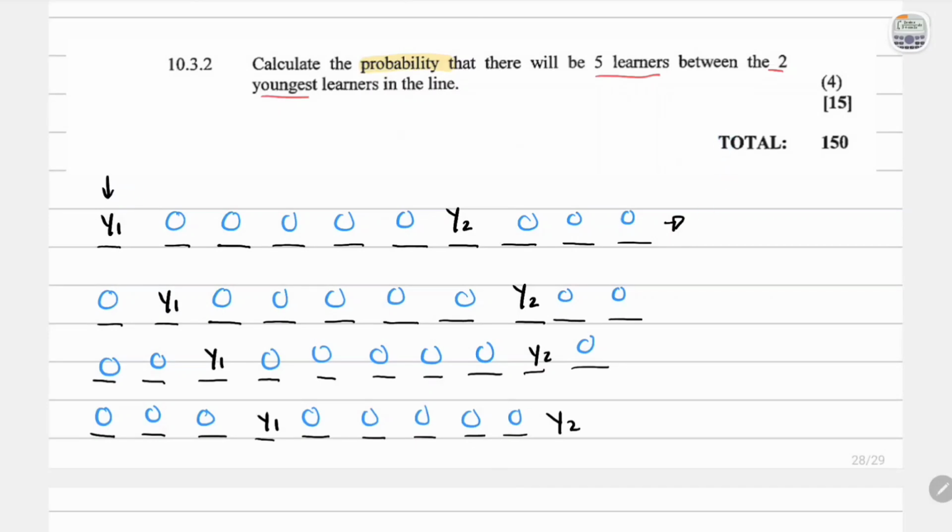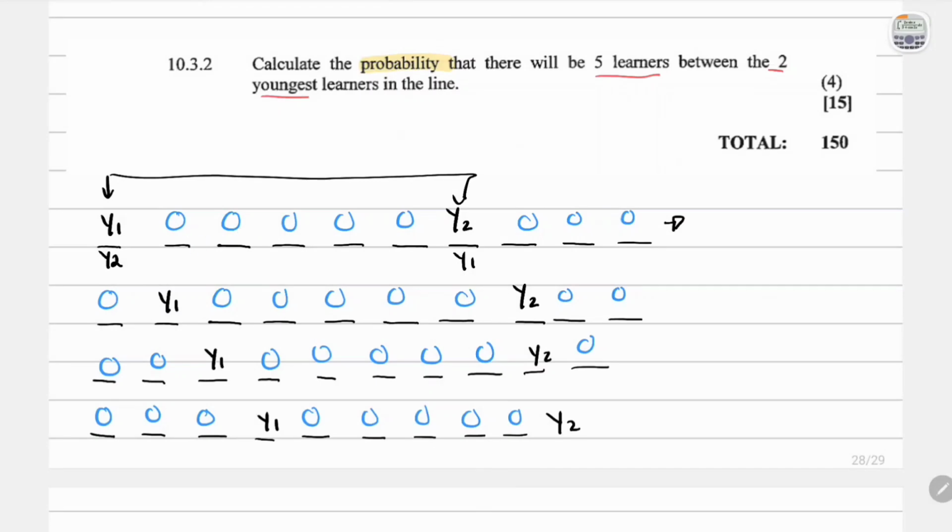These two learners, they never said that one of them specifically has to be in front of the other one, or ahead of the other one. No, the first youngest learner and the second youngest learner don't have to be seated specifically like this. For example, the second youngest learner could be here and the first one could be here.